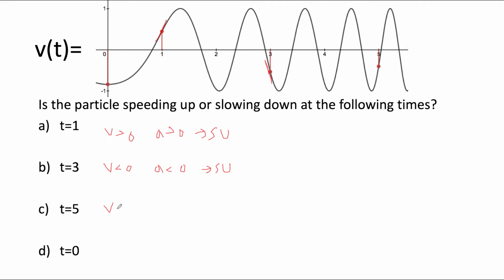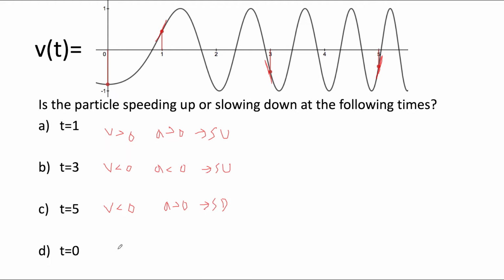Now let's look at time t equals 5. Here, again, the velocity is less than 0 because it is below the x-axis. But what about the acceleration? The acceleration is positive because that's the slope of the tangent line, because the function is increasing. So a is greater than 0. This means that the particle is slowing down because velocity and acceleration have different signs.